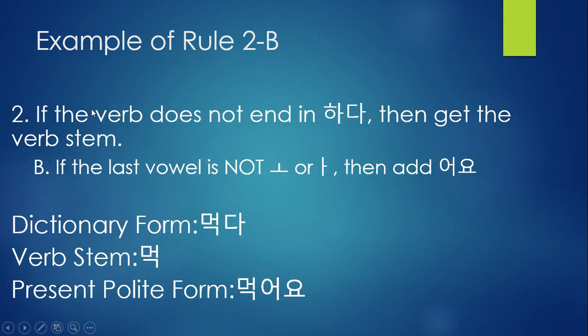Example of Rule 2b. Rule 2b, if the verb does not end in hada, then get the verb stem. If the last vowel is not o or a, then add oyo. Let's use mokda, to eat. Mokda, not in hada, get the verb stem. Verb stem, mok. Check the last vowel, o. O is our last vowel. In fact, it's the only vowel. It is not o or a. Since it is not o or a, we add oyo. So the present polite form becomes mogoyo.